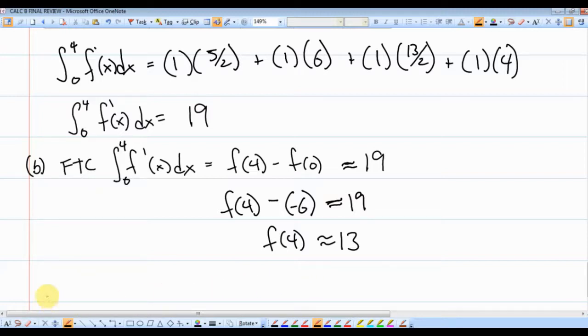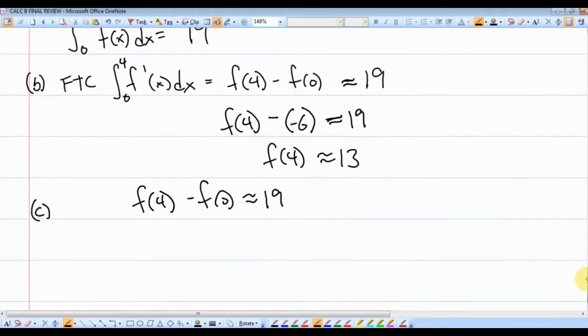And we're going to do the same thing for part C. Again, f of 4 minus f of 0 is approximately equal to 19. This time they're telling me that f of 4 is negative 6. So 25. So f of 0 looks like negative 25.